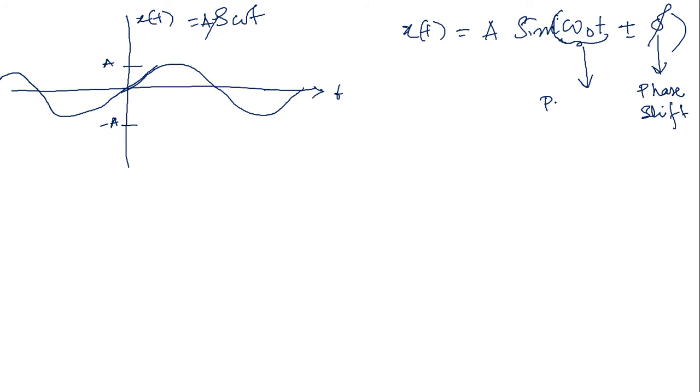We can also draw the phasor diagram of the sinusoidal. And A is also called the amplitude.